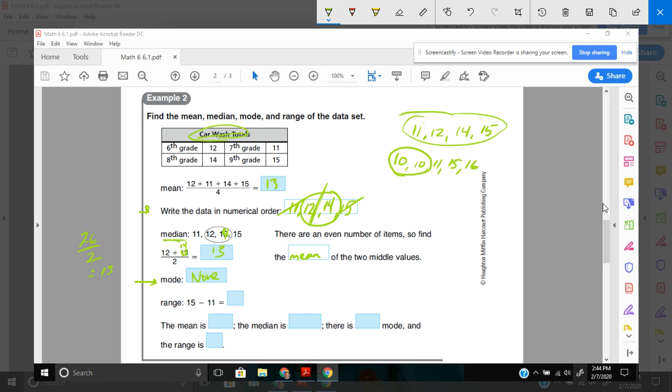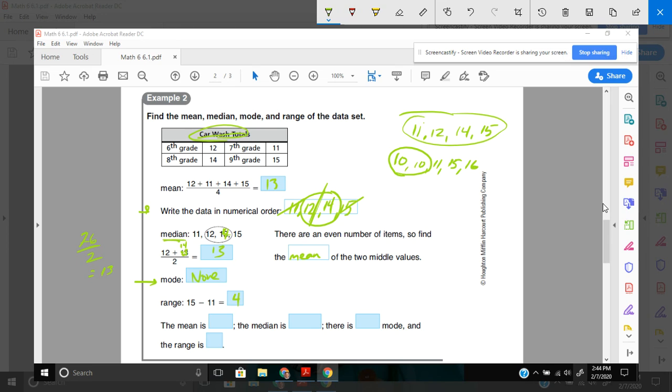And lastly, the range, remember, is the difference between your greatest number and your smallest number. So our greatest number is 15. Our smallest number was 11. So 15 minus 11 would give you 4 for the range.